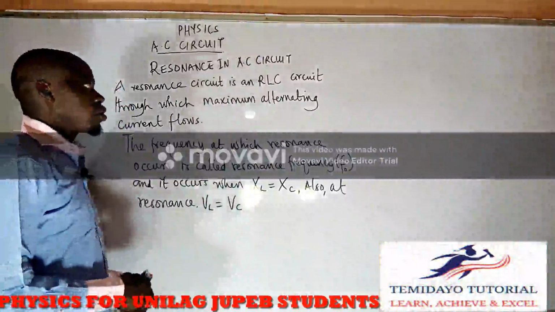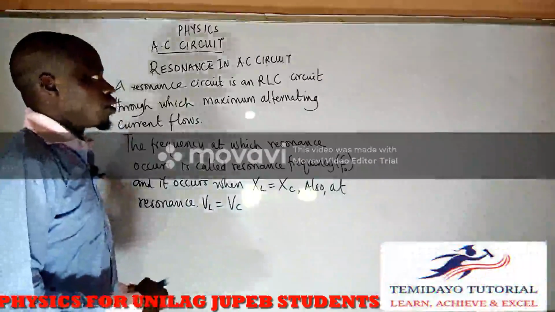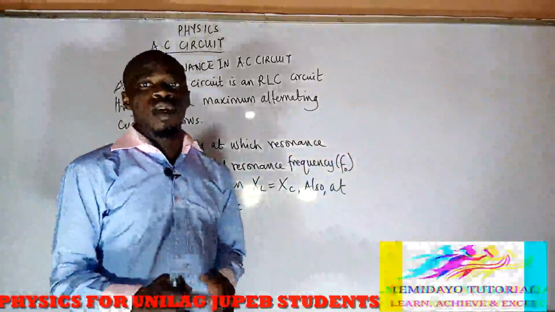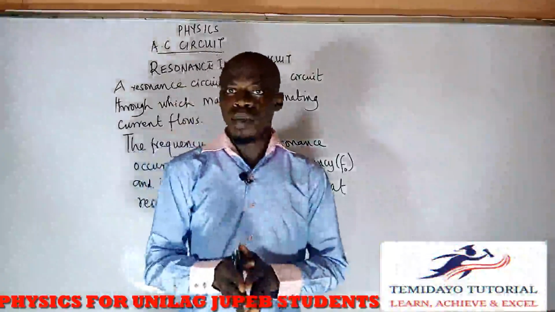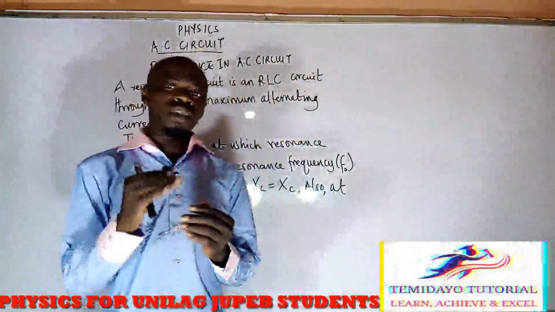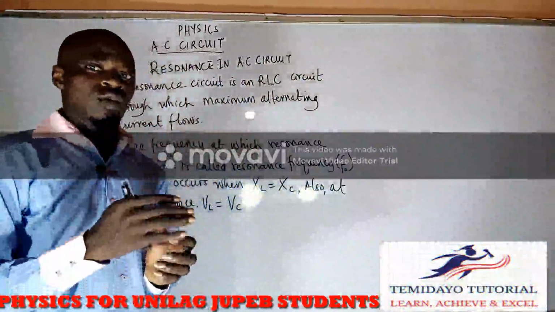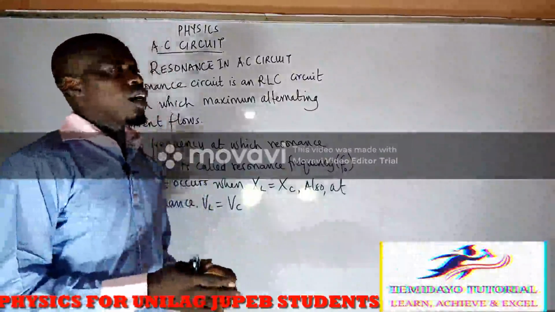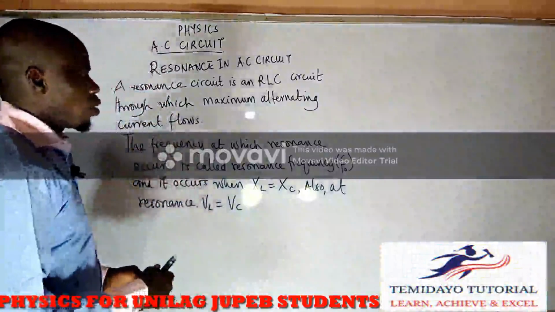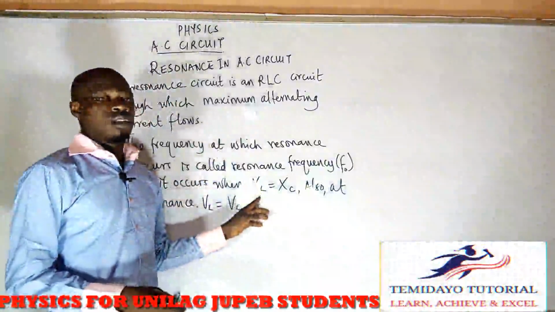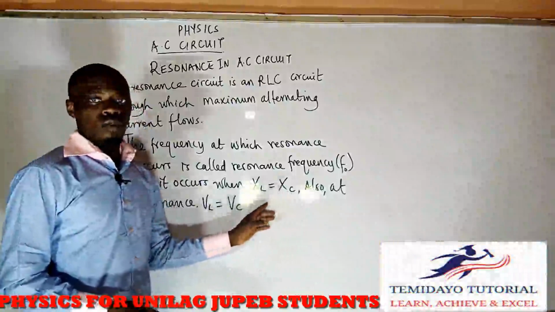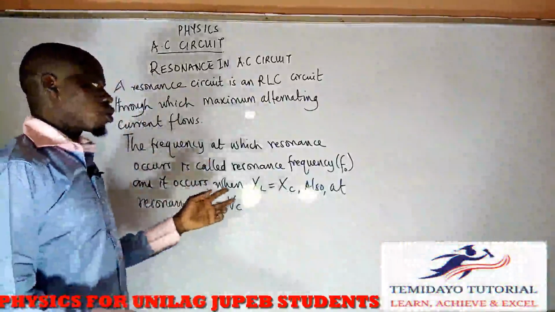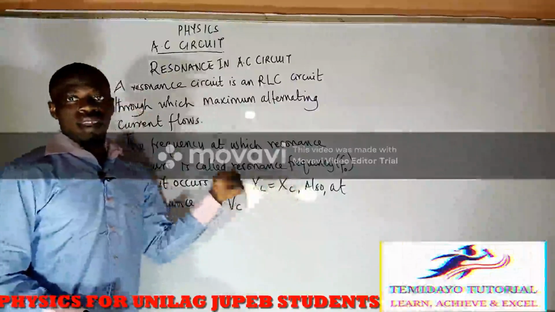A resonance circuit is an RLC circuit through which maximum alternating current flows. Now, in a case where we are having the combination of the resistor, the capacitor, and the inductor, the circuit whereby you are having the maximum current flow, that is when you are experiencing resonance. And at resonance, you are having your inductive reactance and capacitive reactance to be equal. That's why we said that the frequency at which resonance occurs is also called resonance frequency. And that is the major thing we want to determine.